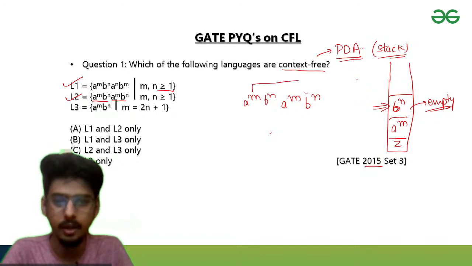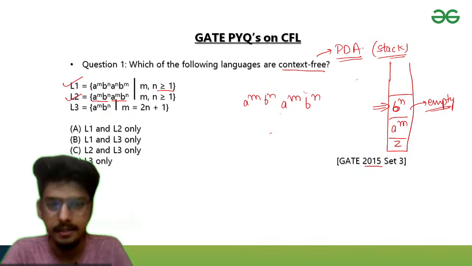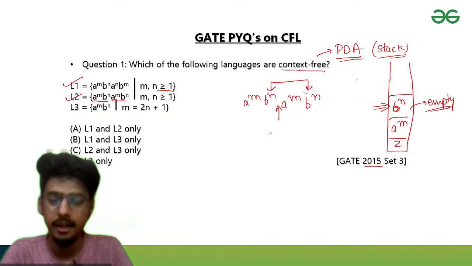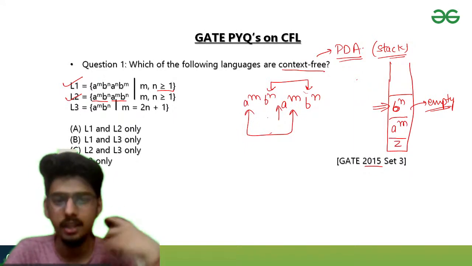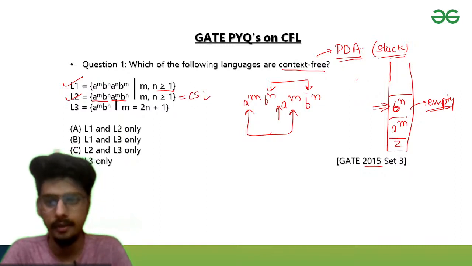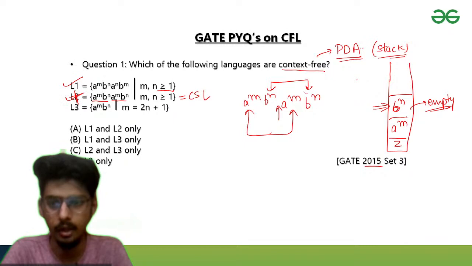First, when you are at this point, you will have b^n in the stack, so you were trying to compare this and this, right? And you had started seeing this a^m, which means you were trying to compare this a and this a, so you have two comparisons at a time. So this is not a context free language, this will be a context sensitive language. So this is the wrong option, so L2 will not be context free.